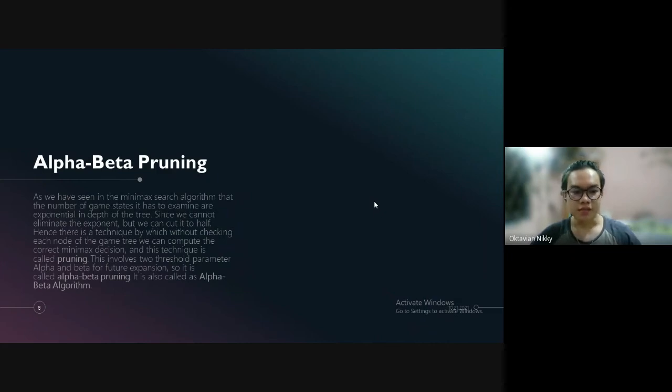As we have seen in the MinMax search algorithm, the number of game states it has to examine is exponential in the depth of the tree. We cannot eliminate the exponent, but we can cut it in half. Hence, there is a technique by which, without checking each node of the game tree, we can compute the correct minimax decision, and this technique is called pruning. This involves two threshold parameters, alpha and beta, for future expansion. So it is called alpha beta pruning. It is also called the alpha beta algorithm.